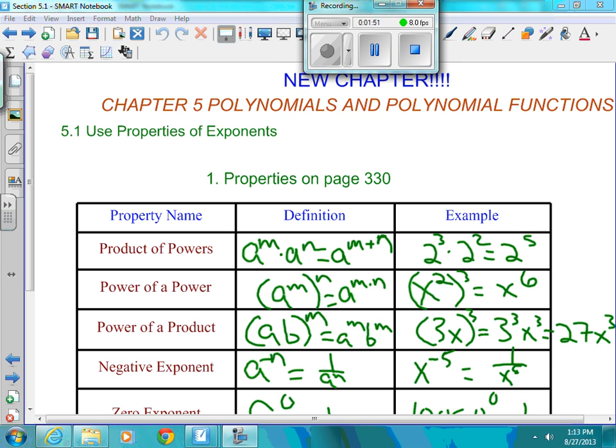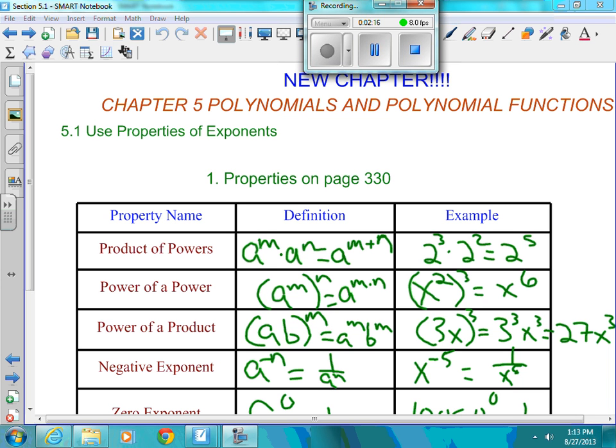Second property we see here is called power of power property. A lot of people confuse this with product of powers property. You can see the difference here: there's only one base, and there's something in parentheses. That's how it looks different than the product of powers. Product of powers, there's 2 bases or more. You could have 3 or 4 bases multiplied together and add the exponents.